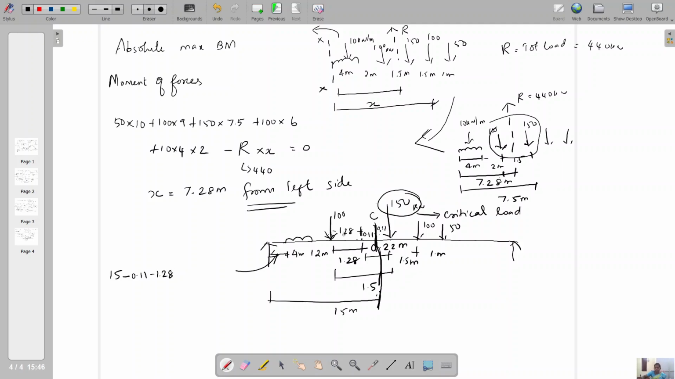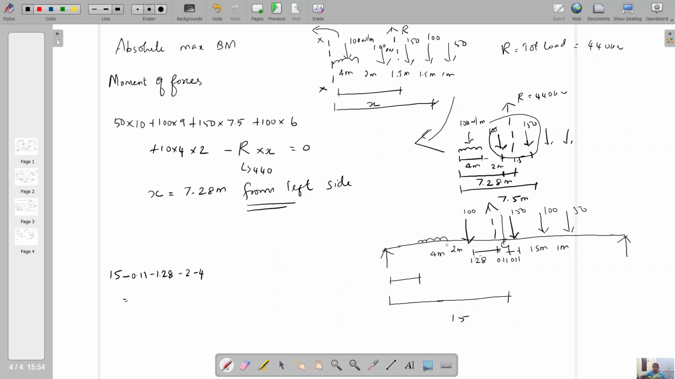And next this 2 and this 4. So you will get the edge distance. So 15 minus... I slightly modified this diagram for better understanding. Actually, we found that 7.28 meter on the left side.